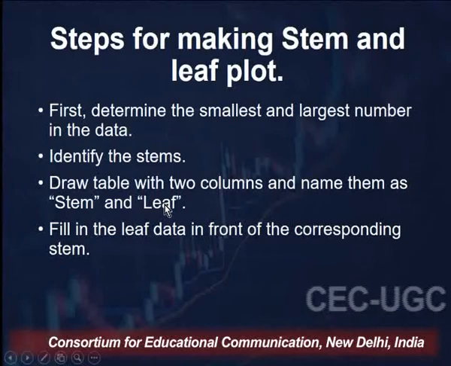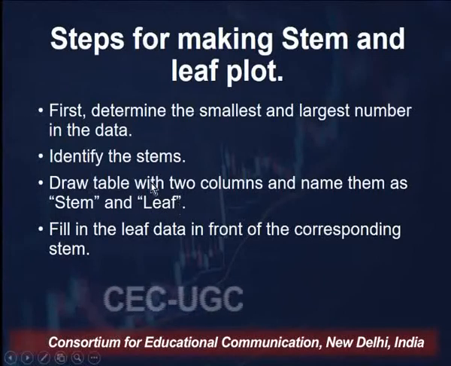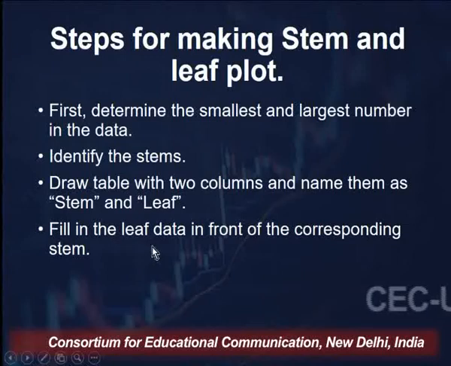Second step is we identify the stems. Third step is draw the table with two columns. First column, the left hand column, will denote the stem and the right hand column will denote the leaf. And then we fill in the leaf data in front of the corresponding stem.